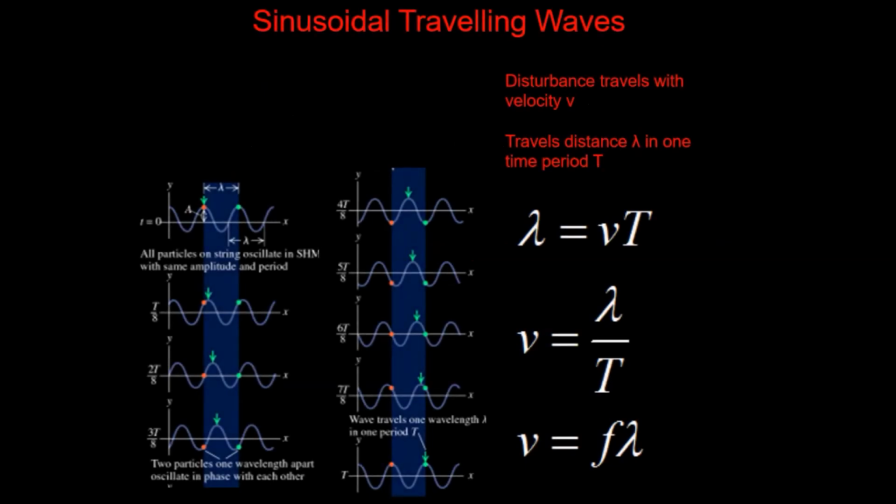So in terms of our sinusoidal travelling wave here, these are our guiding equations. Here we have v equals lambda over T: our wavelength, our period, our velocity. This is a simple rearrangement of the same formula. A disturbance will travel with some velocity and will travel a distance of lambda in one period T, hence v is lambda over T. If we want to find the velocity v, we can take the frequency and multiply it by lambda.